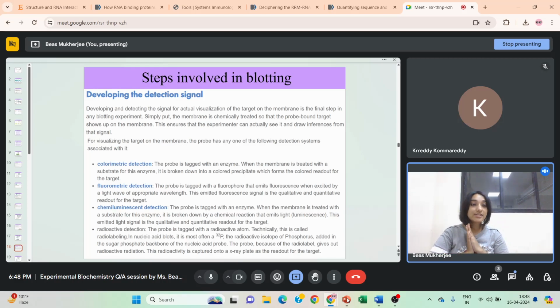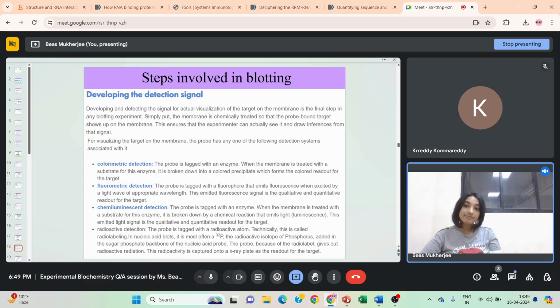Okay, so the probe is tagged with an enzyme, which is often horseradish peroxidase, and this enzyme acts on its substrate. It breaks down the substrate to give a colorful product. Okay, so fluorometric detection. Here what happens, the probe is tagged with a fluorophore, and what happens when you visualize it by giving specific wavelength of light, it emits fluorescent light which you can then check. Okay, you can determine from the fluorescent light exactly how much sample is present in your solution.